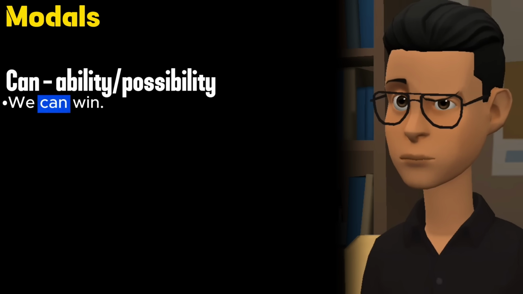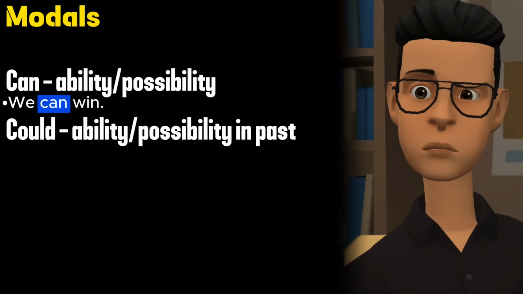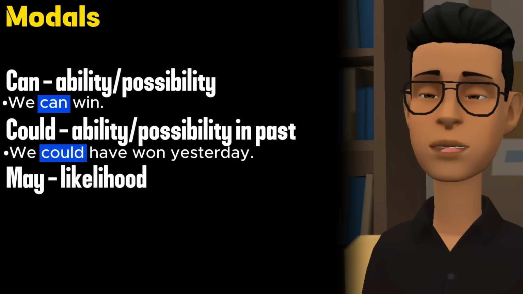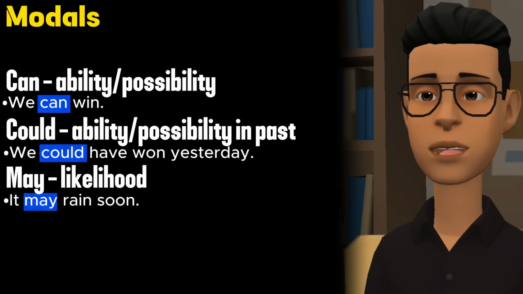And we use could if the ability or possibility was in the past. For example, we could have won yesterday. May. It is used to show likelihood. For example, it may rain soon.